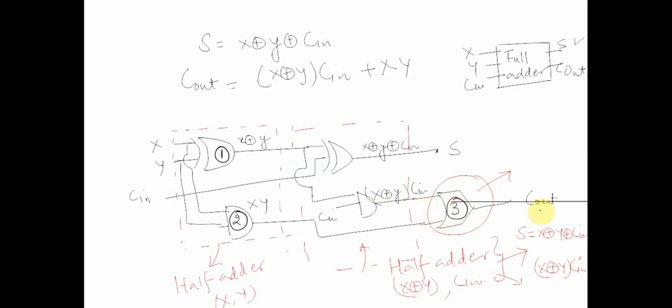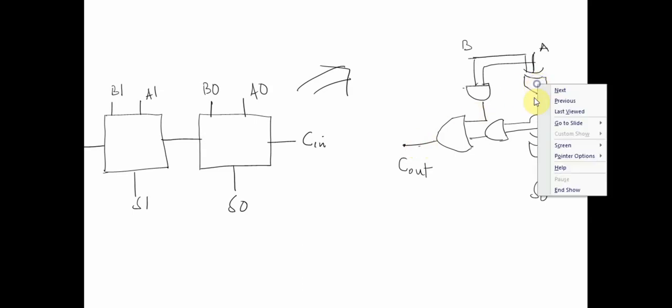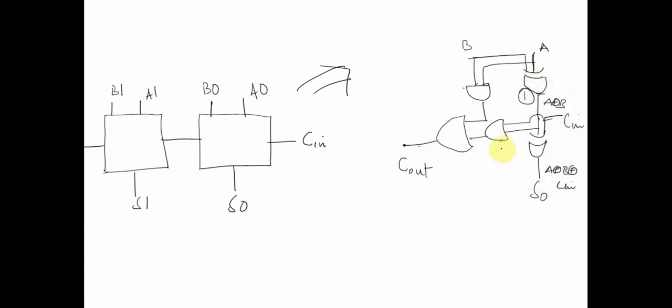So eventually, my particular Cout function, which I'm trying to highlight over here, is A XOR B, or A XOR B into Cin, and then basically an OR operation. So for propagating this carry out, we are passing through one gate, this is gate number 1, this is gate number 2, this is gate number 3. So my Cout will be calculated only when I pass through these gates.